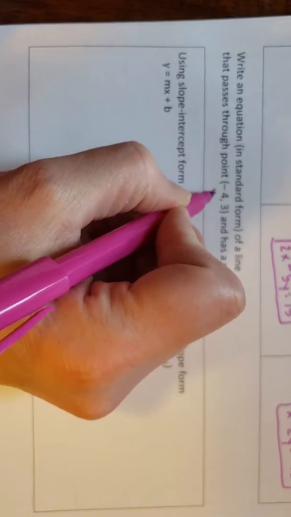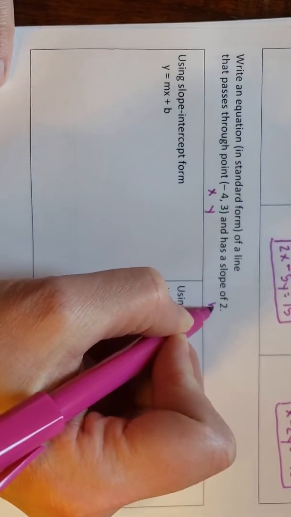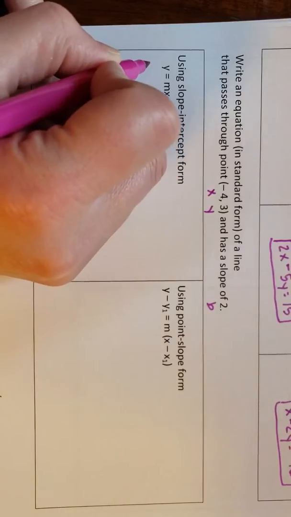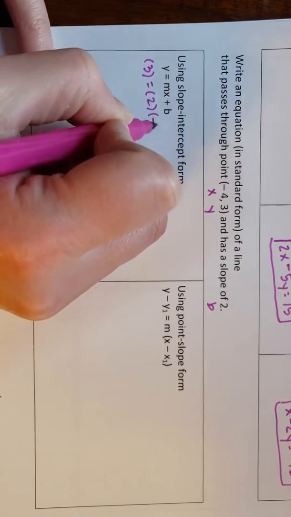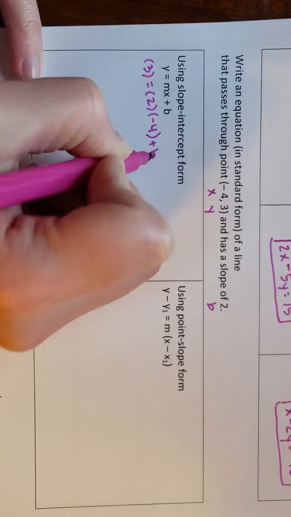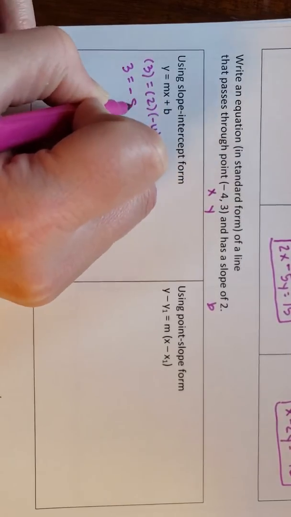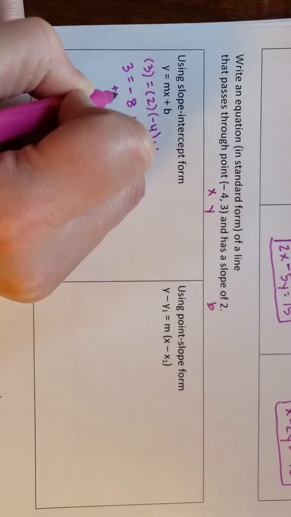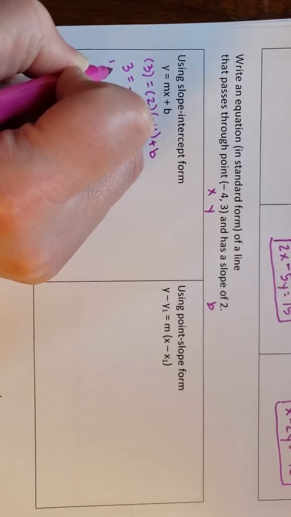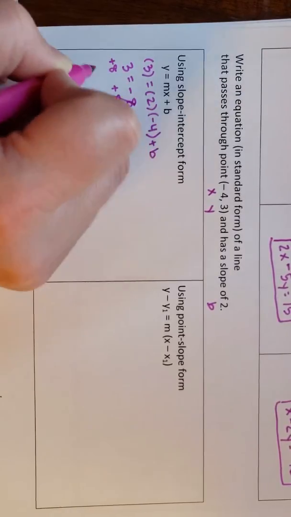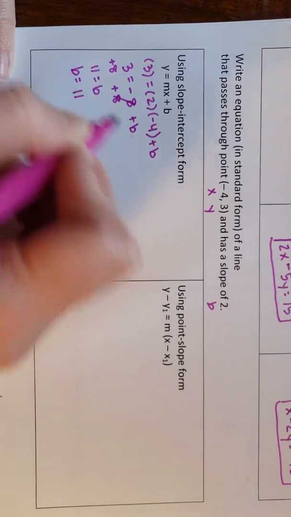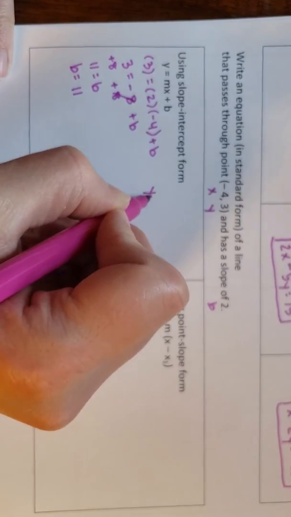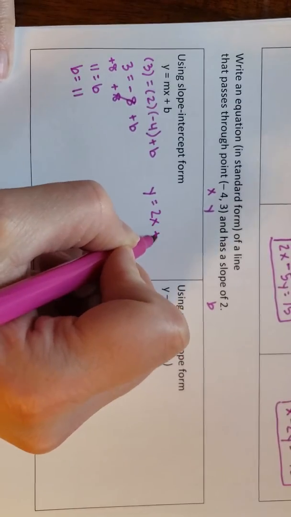So this is x and y and b. So you could say 3 equals 2 times -4 plus b, or 3 equals -8 plus b. Add the 8 to get 11 is b. So you could say y equals 2x plus 11.